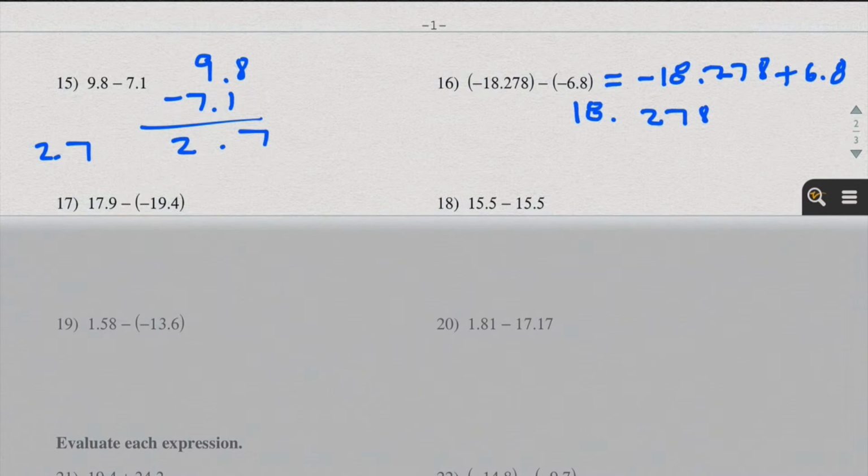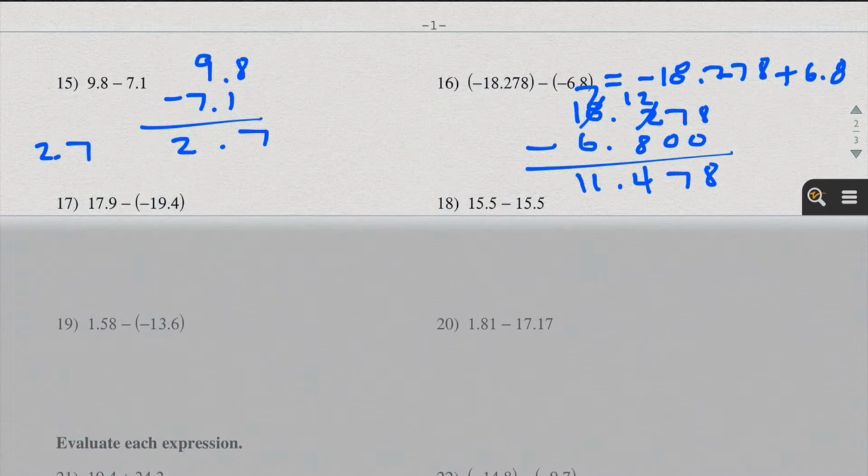So let's go ahead and write 18.278 minus 6.8. Make sure those decimals are aligned. Can add zeros here. 8 minus 0 is 8. 7 minus 0 is 7. This 2 becomes a 12, and this 8 becomes a 7. 12 minus 8 is 4. Bring down the decimal. 17 minus 6 is 11. So we get 11.478. Because the 18.278 is greater than the 6.8, our answer is going to be negative. So we get negative 11.478.